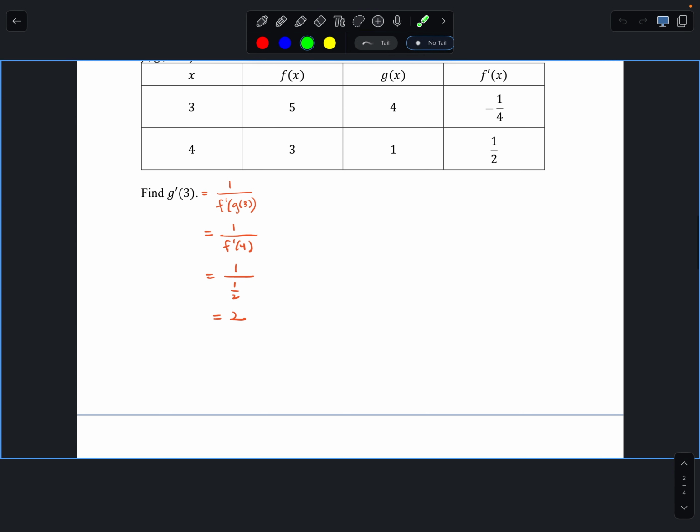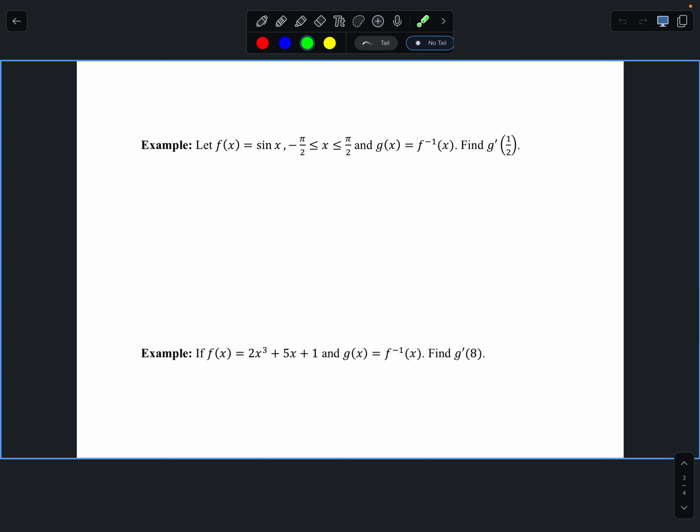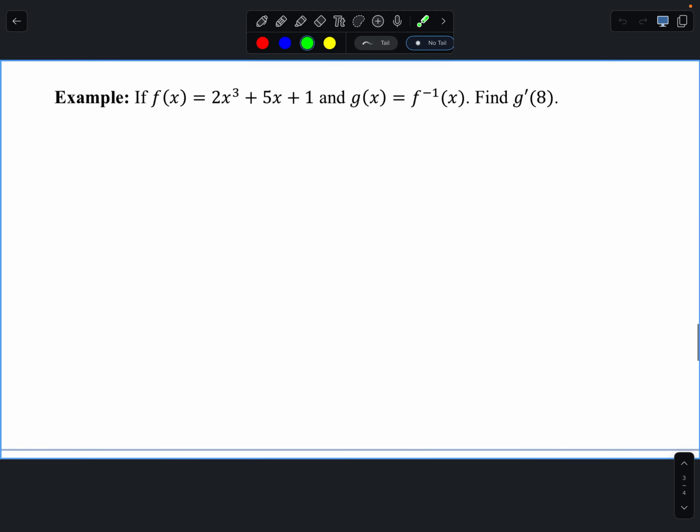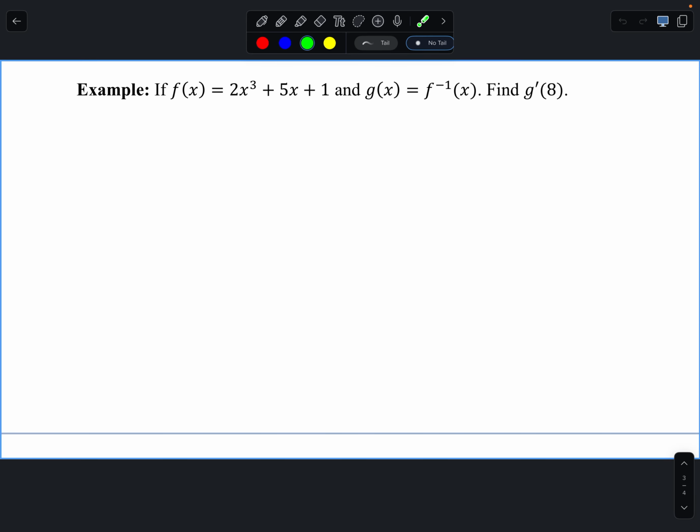Okay, so we'd gone through some examples. You guys did these ones on the board. And then we stopped here. So we're going to look at a couple of these together.